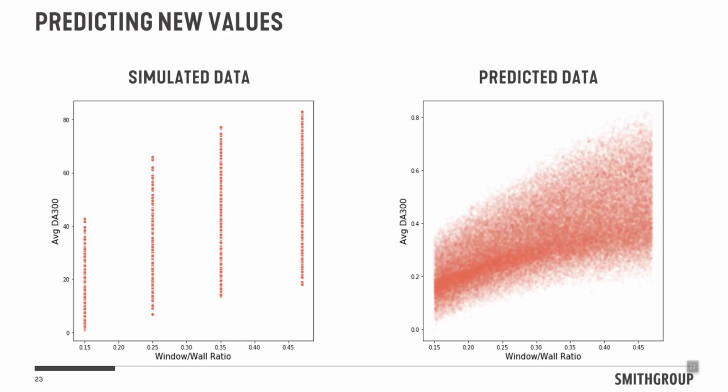Also, it helps us understand. So in the graph on the left was all simulated data. I only had 4 window-to-wall ratios that I simulated, so I only have data for those 4 points. What if I have a new design that's in between? Well, the predicted data can interpolate between, and I can then see the whole space.